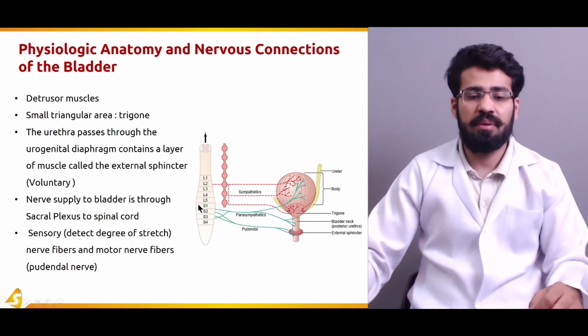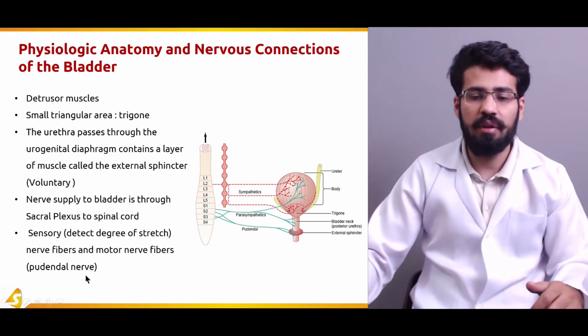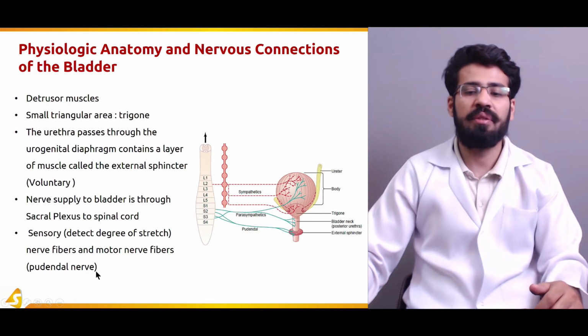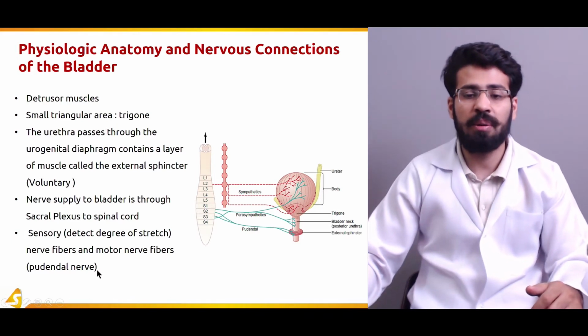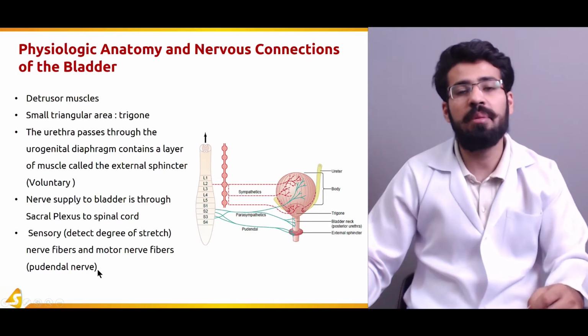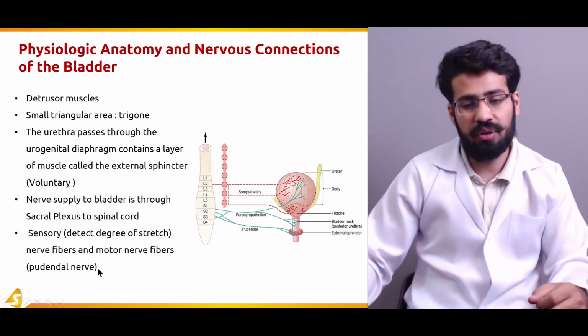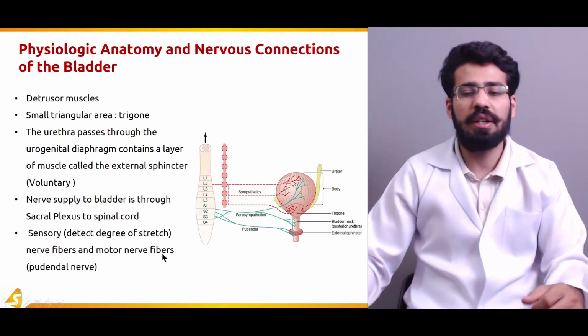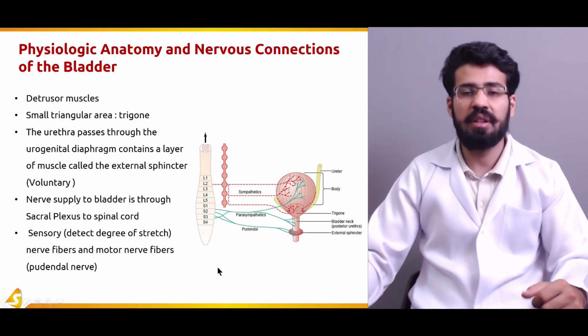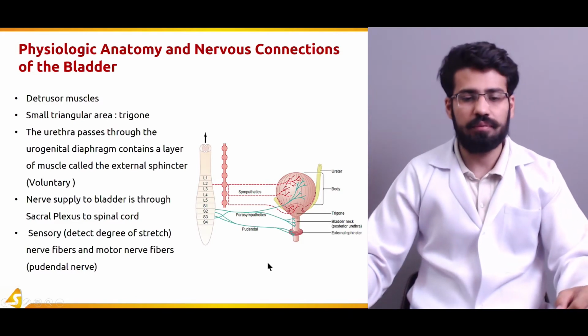And the motor fibers include the pudendal nerves, which supply the external sphincter. So the basic purpose of the motor nerve fibers is to voluntarily control the opening of the urethra for conscious urination.